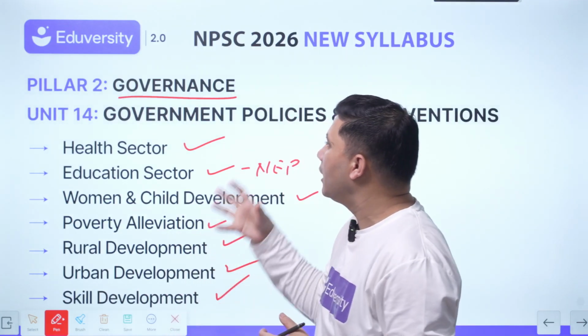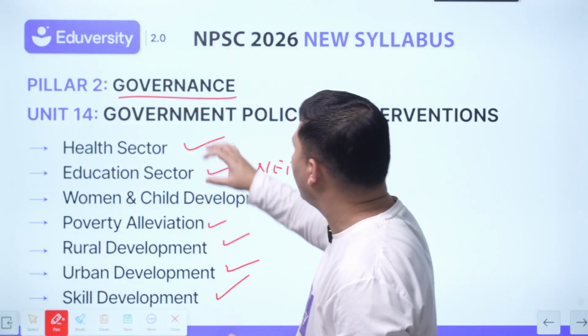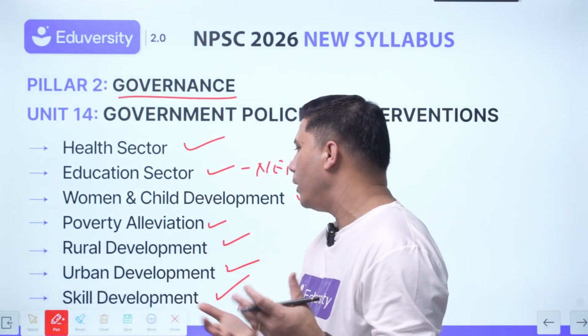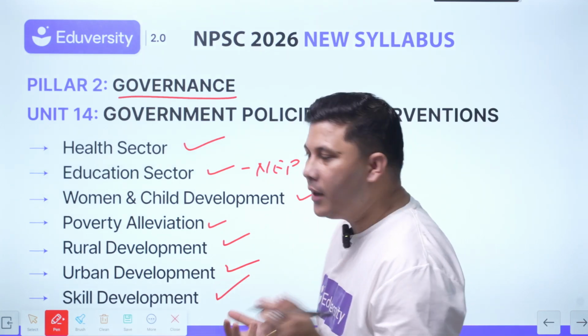So basically in governance we are going to study the government policies in the core departments: health, education, women, poverty, rural, urban, skill development. Getting the point?